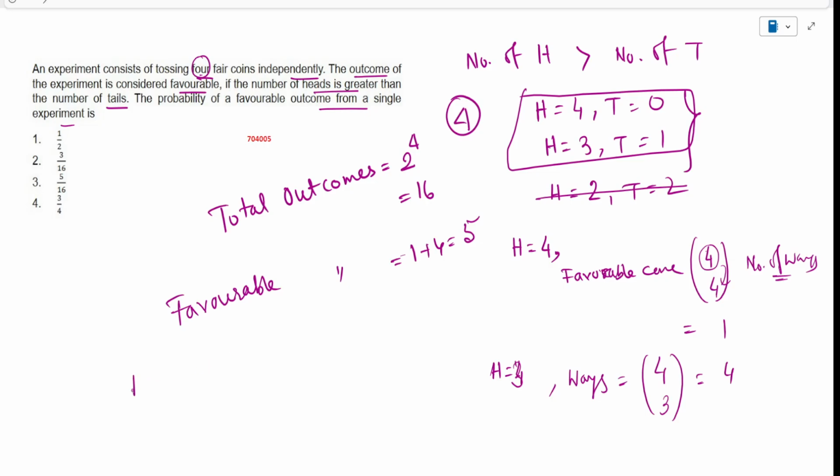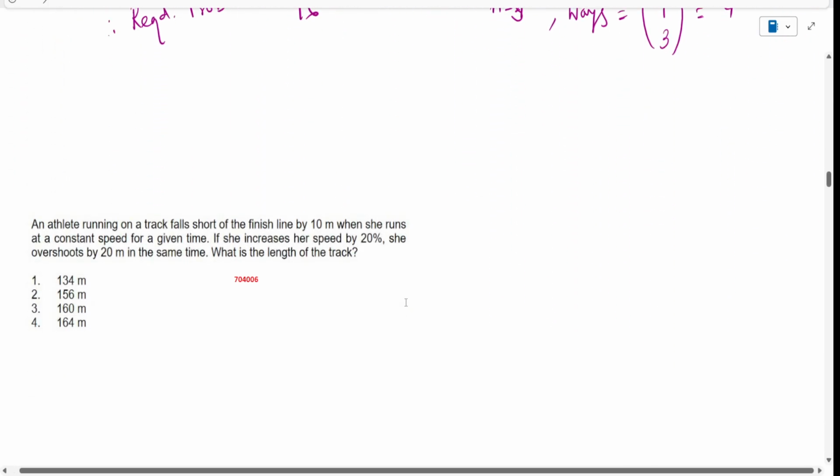Therefore, what is the required probability? It is equal to favorable number of ways by total number of ways, 5 upon 16. Next question.